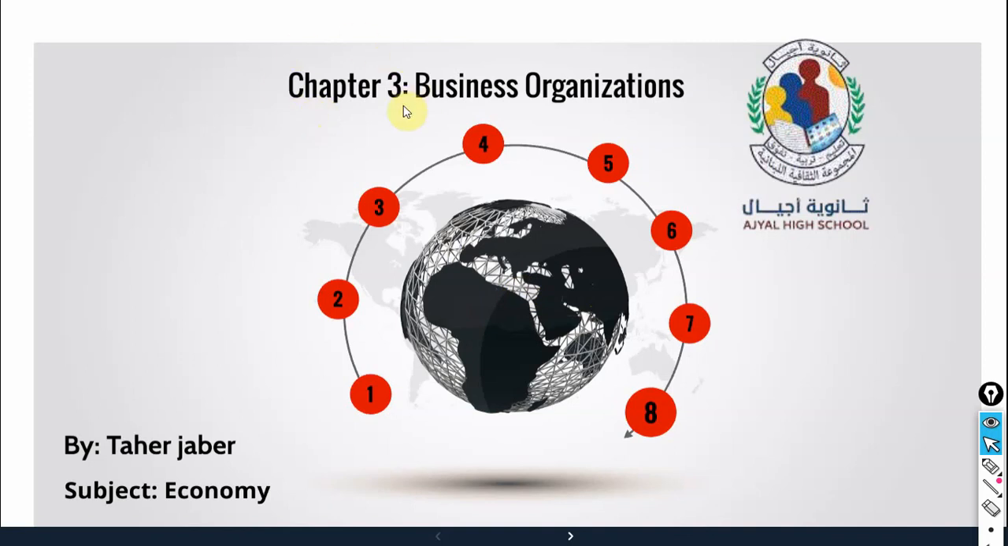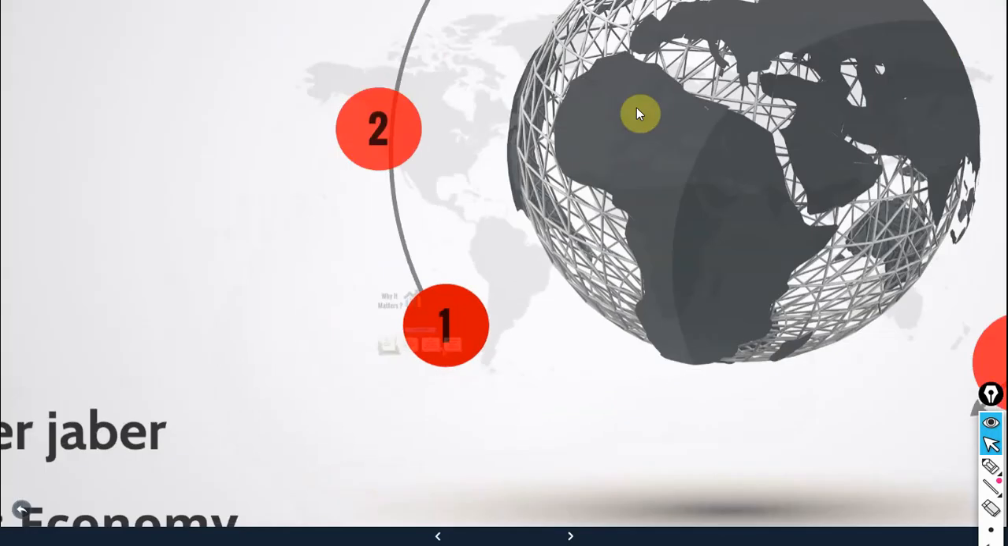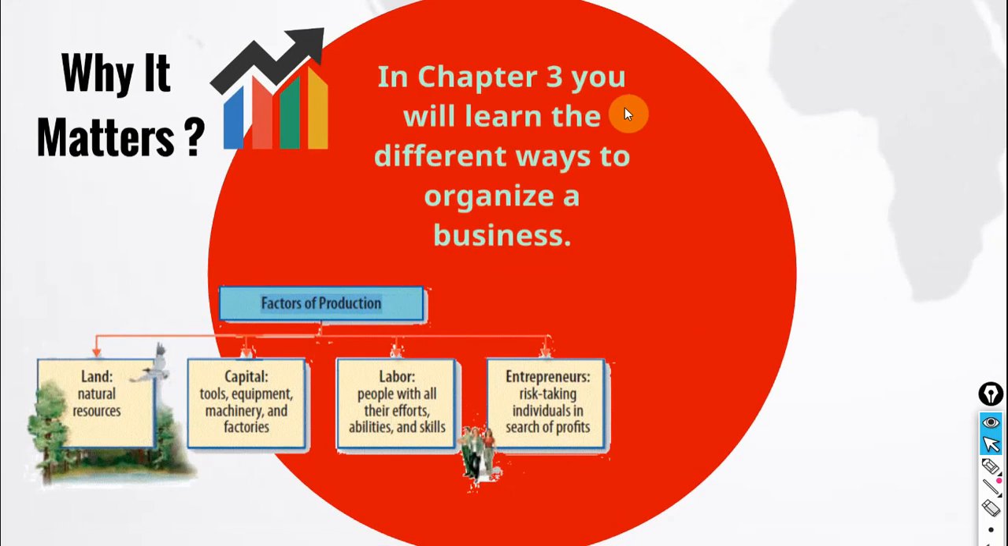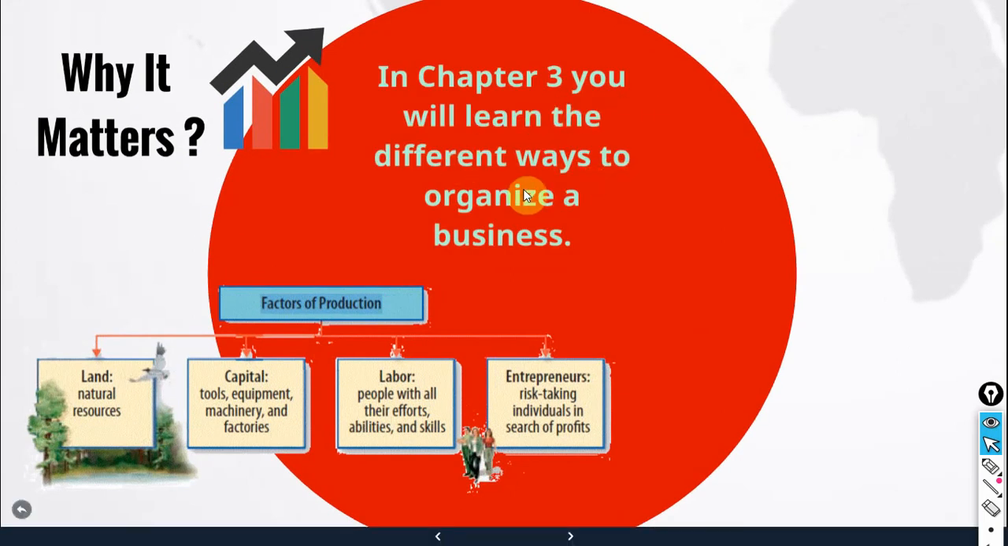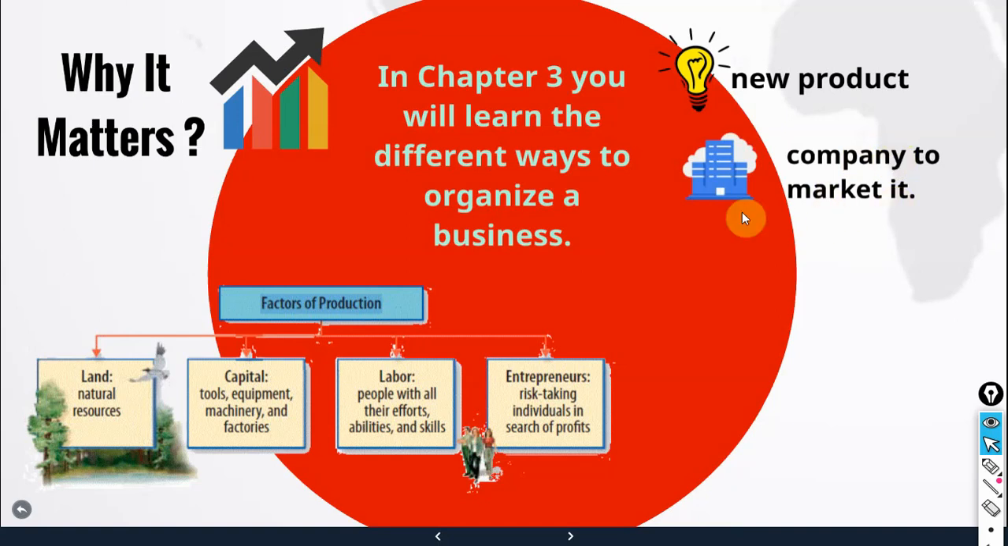Today we'll be covering Chapter 3, Business Organizations. In this chapter, we will learn the different ways to organize a business. Let's consider the following. Let's say you have a new idea of a new product and you need a company to market that product.